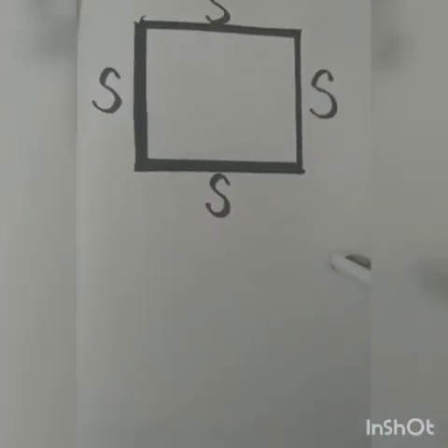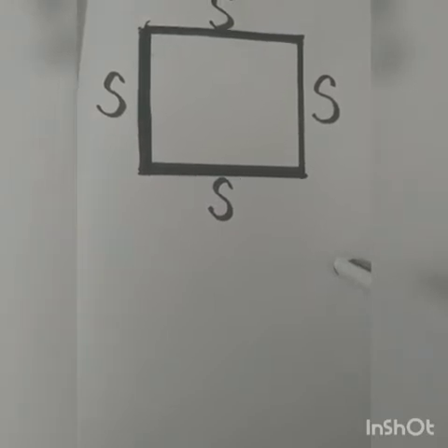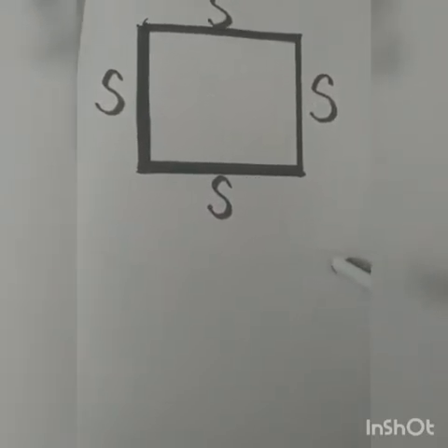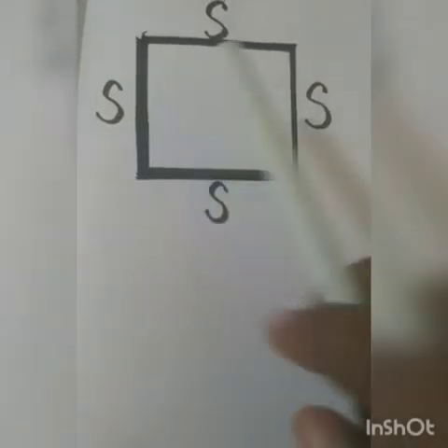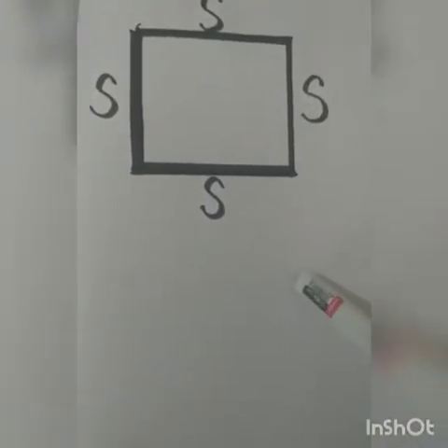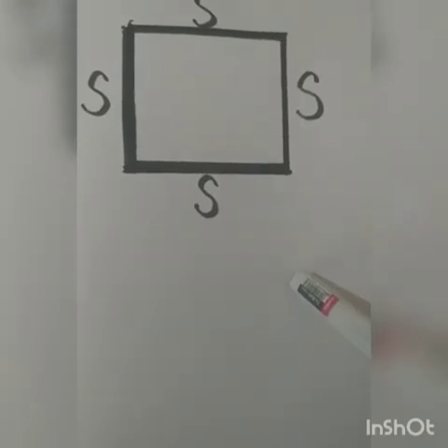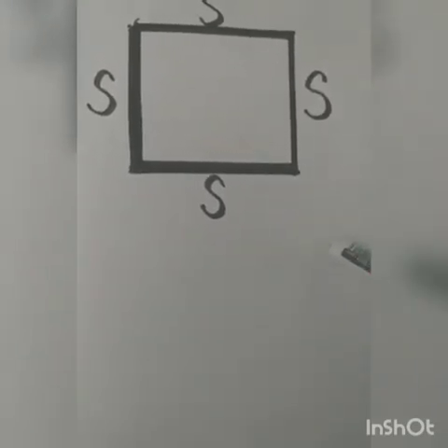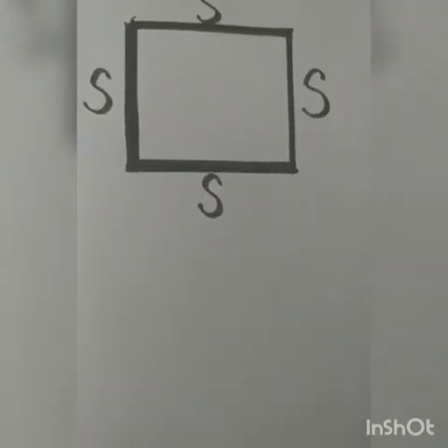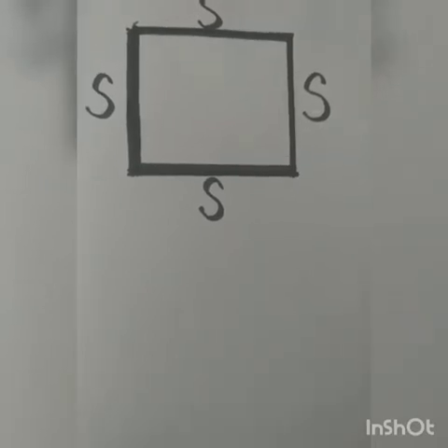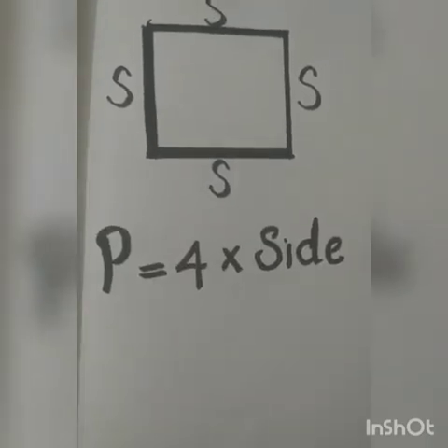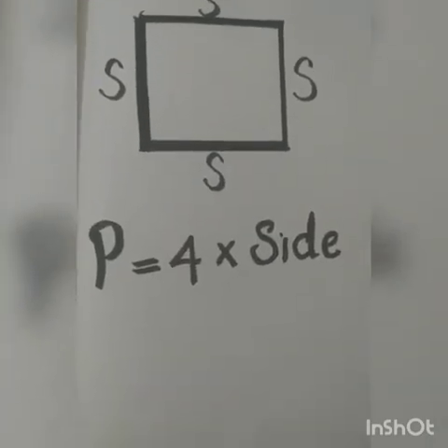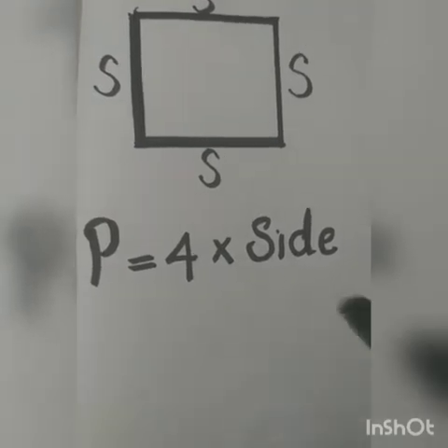Now the perimeter of a square is the sum of all the sides. So side plus side plus side plus side. In short, adding the side how many times? 4 times. That is, the perimeter of a square is 4 into side. So the perimeter of a square is 4 into side.